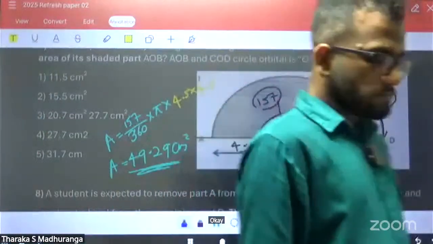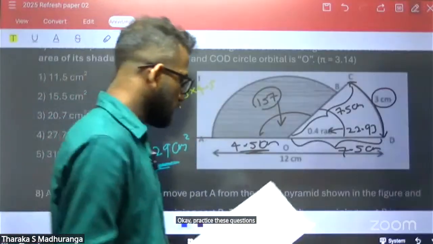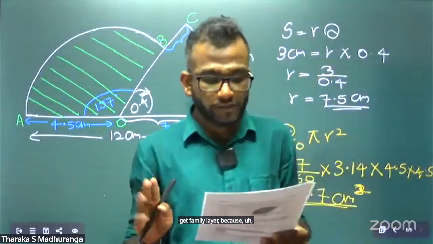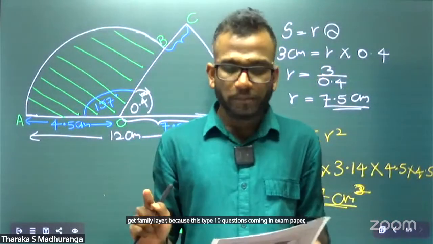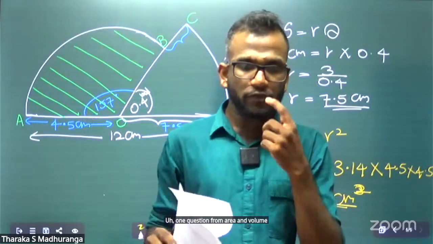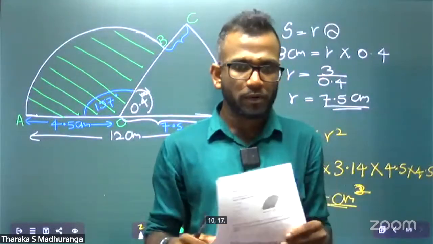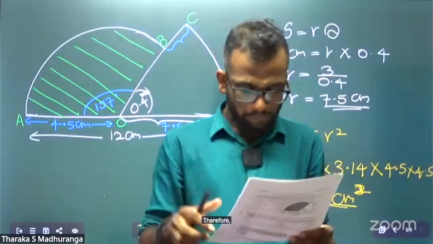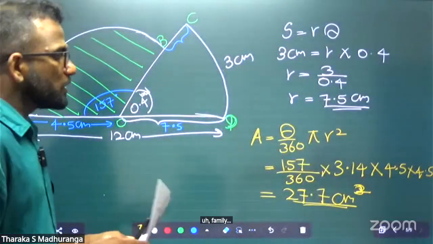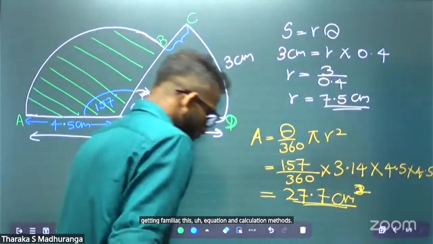Okay. Practice these questions again and get familiar, because this type of questions, 10 MCQ questions, come in the exam paper, and 1 question from area and volume in the essay part. Therefore, 7.5 for the essay question and 17.5, very important part. Therefore, practice and get familiar with these equations and calculation methods.